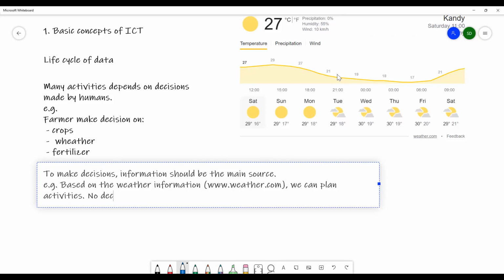No decisions can be made without quality information. Not just information, information of good quality, that's what we need.